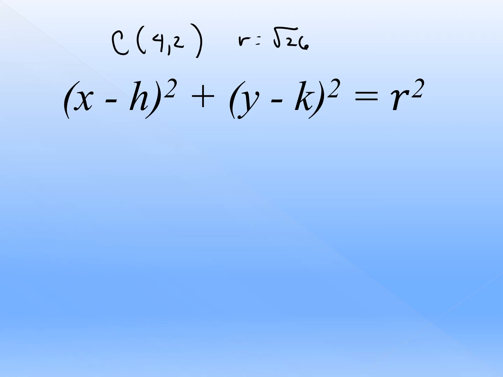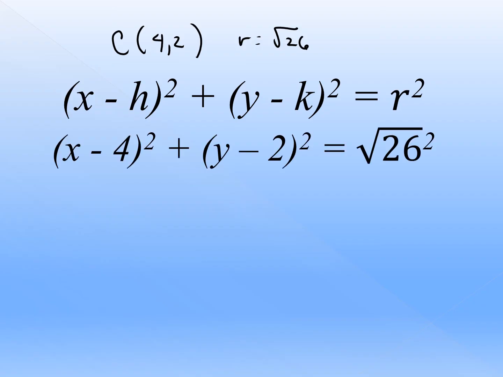By substituting these values to the given standard form of the equation of a circle, we have the quantity x minus 4 squared plus the quantity y minus 2 squared is equal to the quantity square root of 26 squared. Just always remember, h is equal to 4, and k is equal to 2.